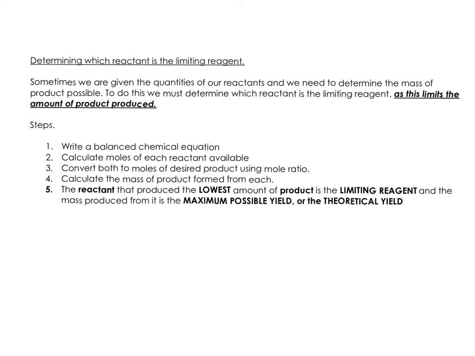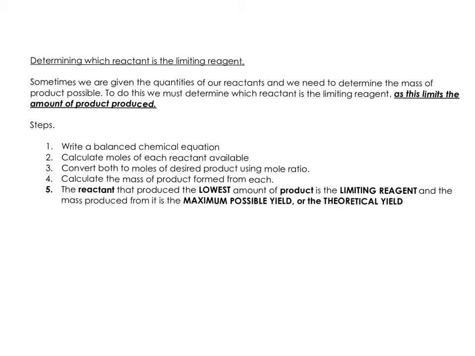So the first step is always to have a balanced chemical equation. Then you're going to calculate the moles of each reactant available. Convert both of the moles to the desired product using the mole ratio, product to your reactant, and calculate the mass formed from each. The reactant that produced the lowest possible amount of product is the limiting reagent.